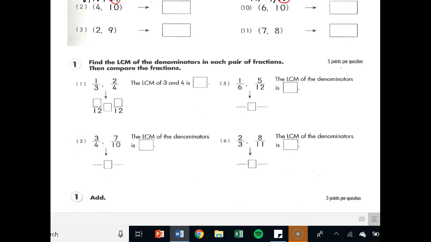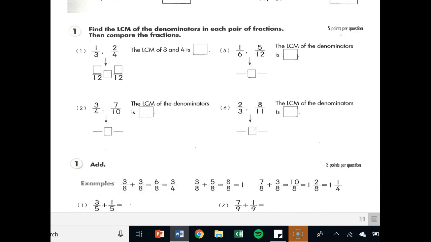Cool. For the next section, what you're going to do is find the LCM of the denominators in each pair of fractions. Then don't compare the fractions. Sorry, rewrite the fractions. All right. So for your first one here, the LCM of 1/3 and 2/4.